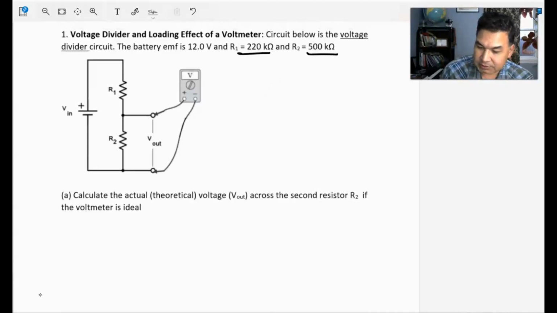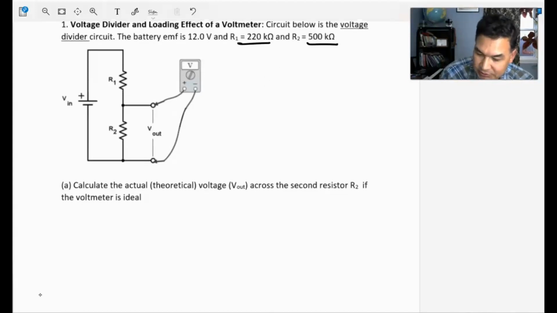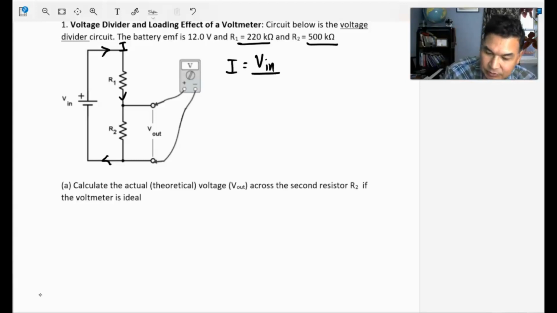Since it's a voltage divider circuit with two resistors, first your job is to find the total current through the circuit. As you know, since both resistors are in series, the current will be the same everywhere, right? Because there are no alternate branches. So the current will be the total voltage divided by the total resistance, and the total resistance is R1 plus R2, because the two resistors are in series, right?